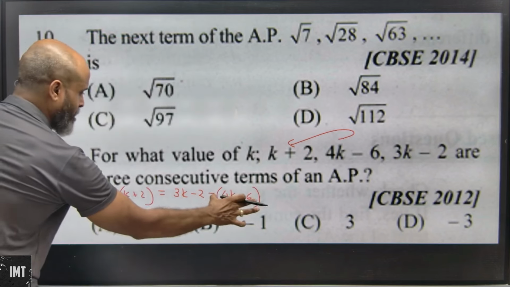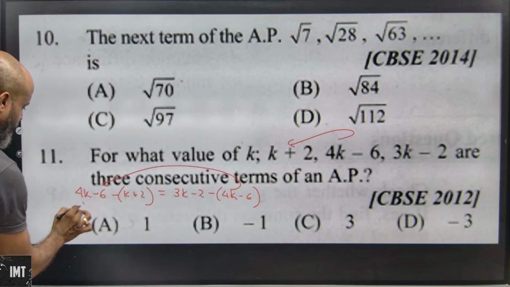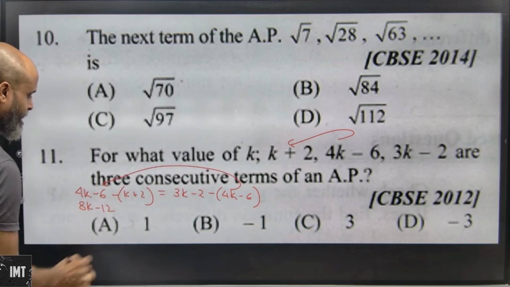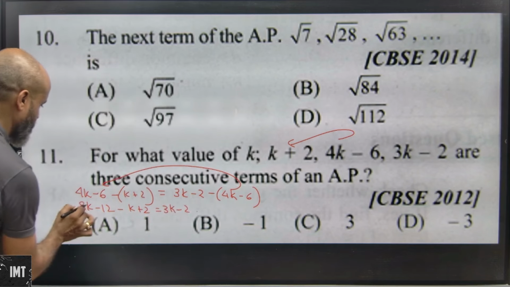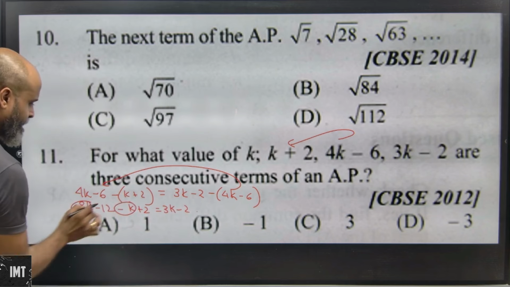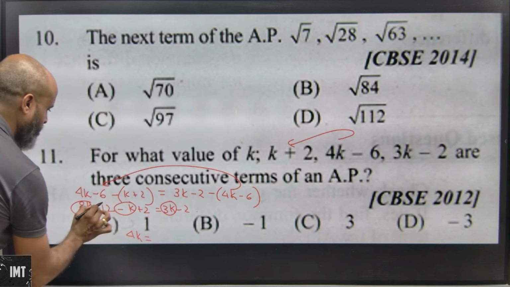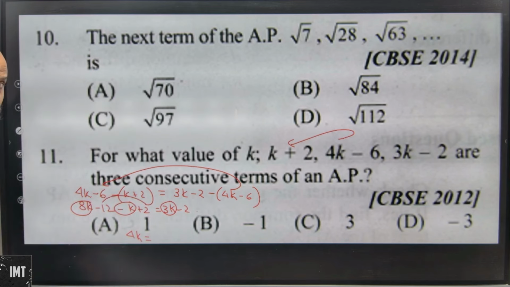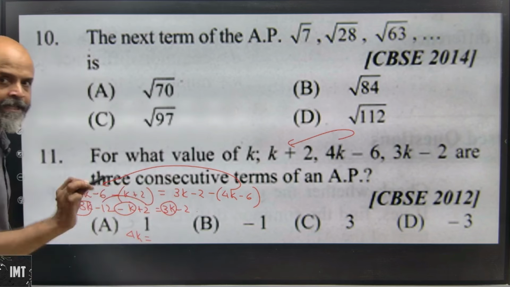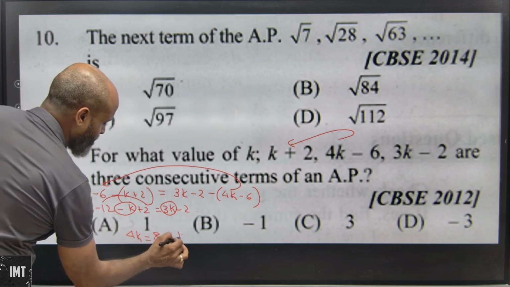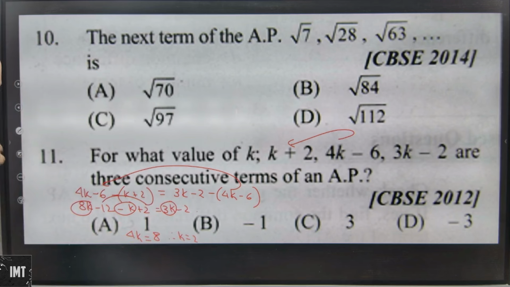So if I happen to bring this 4k minus 6 this side, the entire thing this side, this becomes how much? 8k minus 12. 8k minus 12 minus k plus 2 is equal to 3k minus 2. Let's look at this. 8k minus k, that is 7k. 7k minus 3k, that is 4k. Here minus 12 plus 2, that is minus 10. You bring the minus 10 this side, it becomes plus 10. 10 minus 2 becomes 8. So therefore k becomes 2. We don't have an answer here, which means that I am again making a mistake.